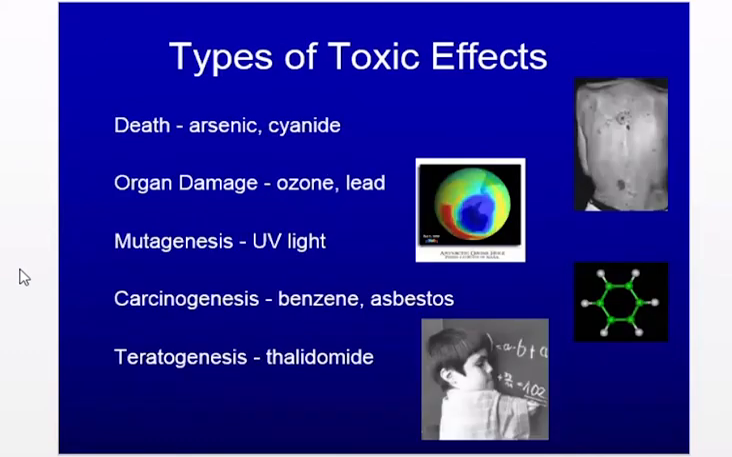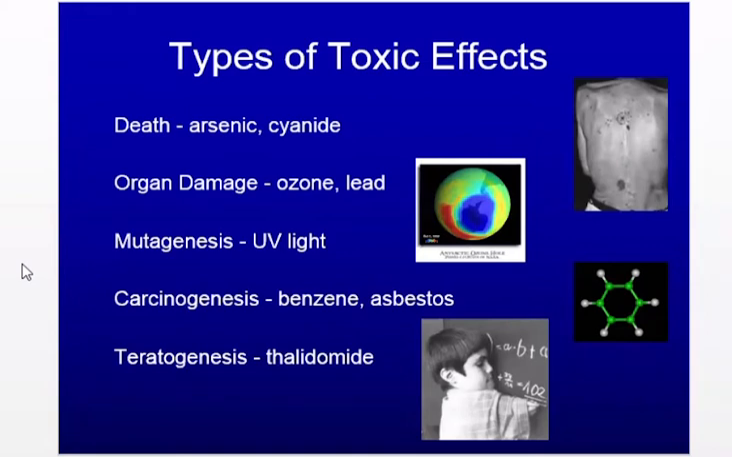So there are various types of toxic effects. Some of the effects that you see is actually death. Somebody may die because they have taken a poisonous substance. Some of the very potent poisonous substances that can easily cause death include arsenic compounds and cyanide. Very, very toxic. They can kill within a very short period of time. Others damage the organs in the body, like ozone or lead, the one I mentioned. Lead can damage, for instance, the central nervous system.